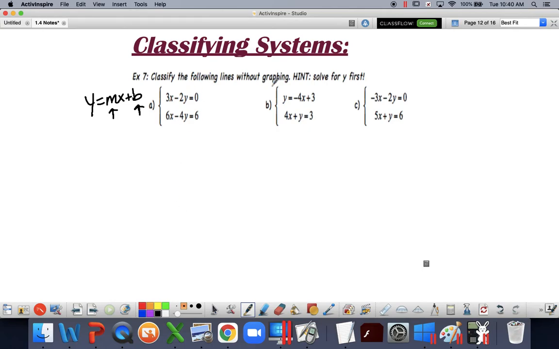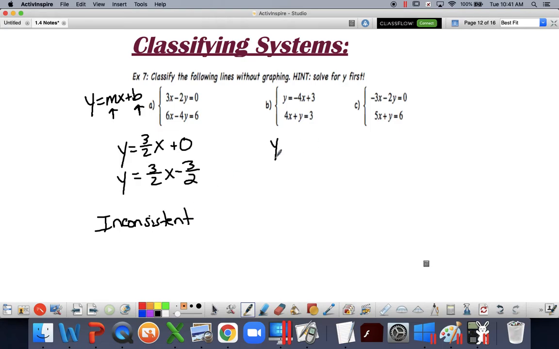I encourage you to pause the video and take the time to convert all of these into y equals mx plus b and try classifying them on your own. For our first example here, when I convert them, I get y equals 3 halves x and y equals 3 halves x minus 3 halves. What I notice here is they have the same slope, but a different y-intercept. This y-intercept is 0, this one is negative 3 halves, so therefore I can classify it as inconsistent.